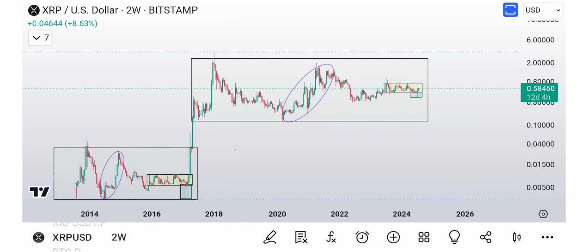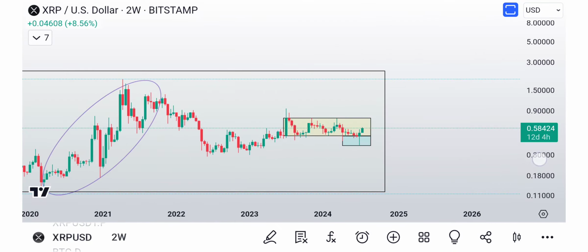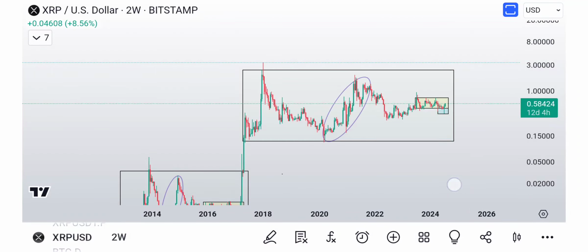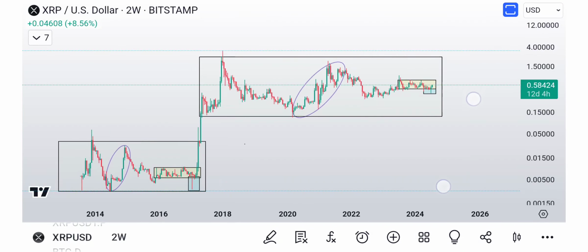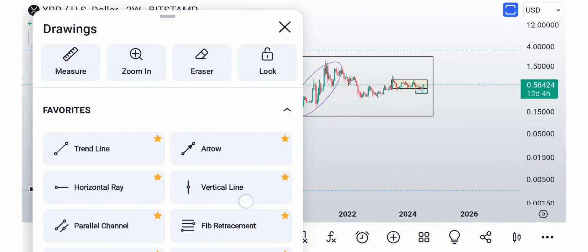So right away, it's very similar to XRP versus just looking at it like this. Right? You've got to look at the whole thing, okay? So when in doubt, zoom out, right? So let's continue on, right?